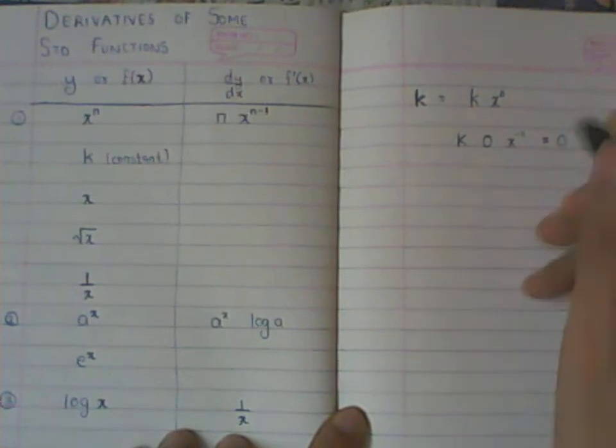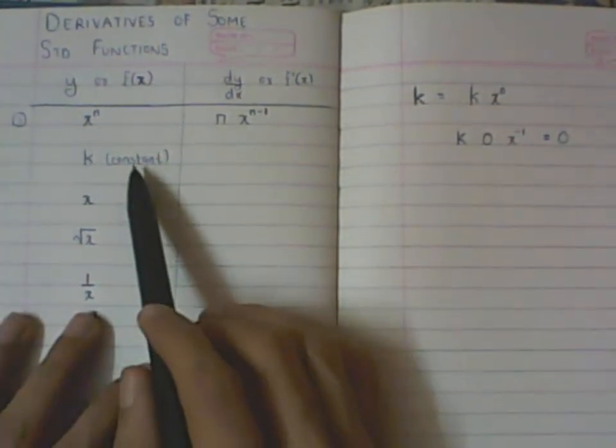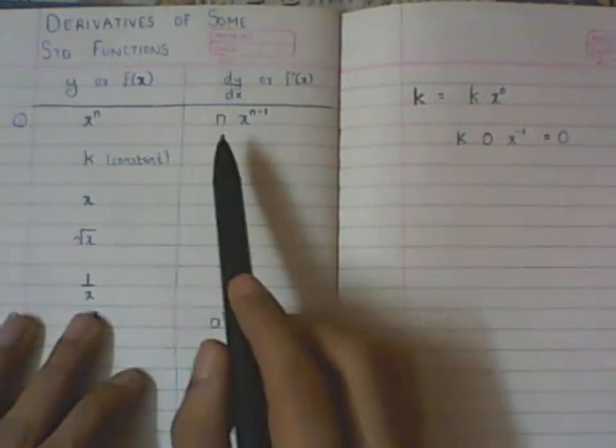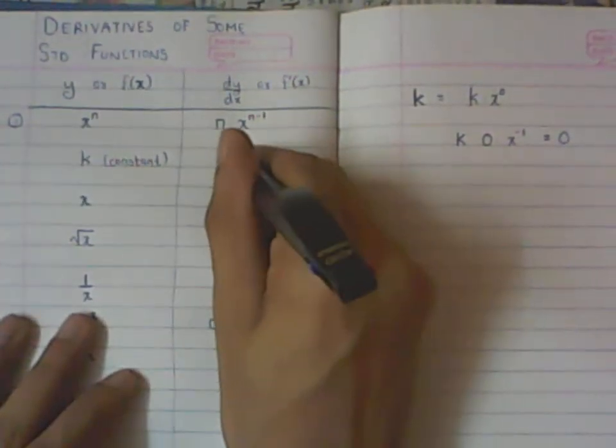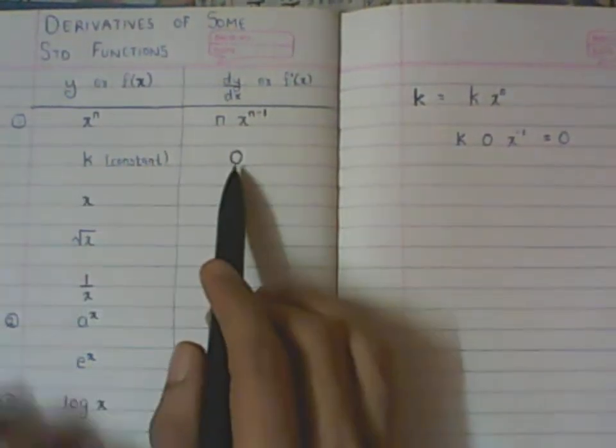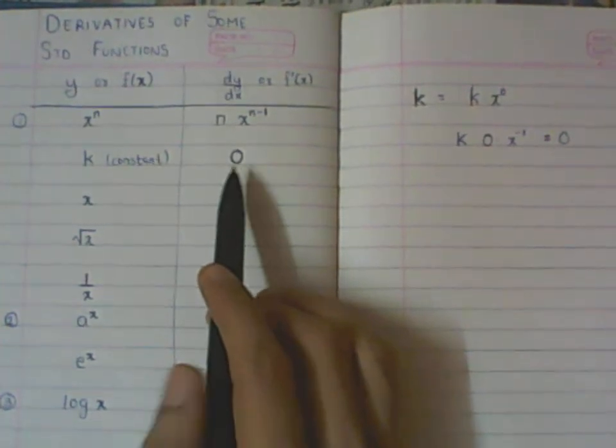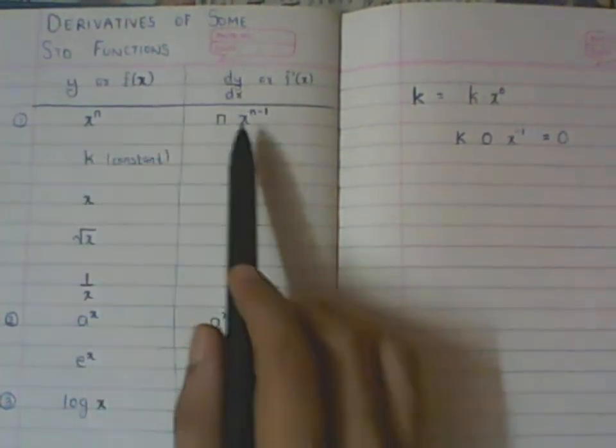So this is not new. This actually can be derived from the power rule derivative only. So this actually is 0. The derivative of a constant is 0. You can consider that as a rule, or you can prove it from this basic definition.